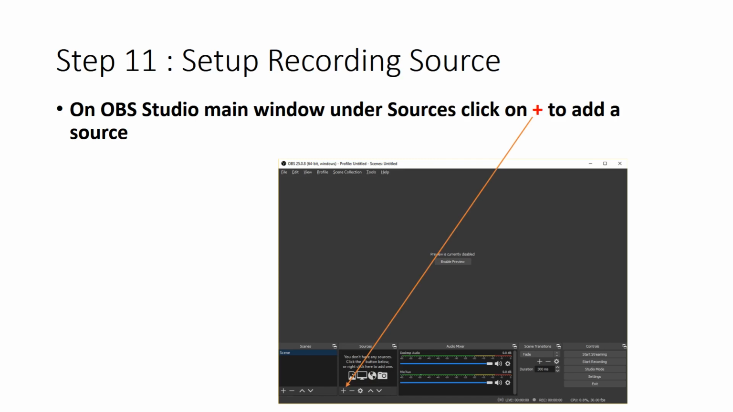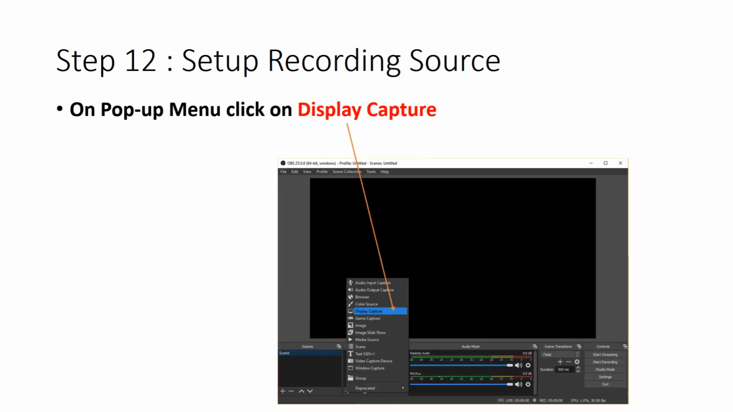So in our case, because we are interested in capturing our laptop screen, whatever goes on our laptop screen will be captured. That's what we'll do. To start with it, click on the plus sign under Sources. As soon as you click on plus sign, it will give you a pop-up menu with several options that you can choose from.